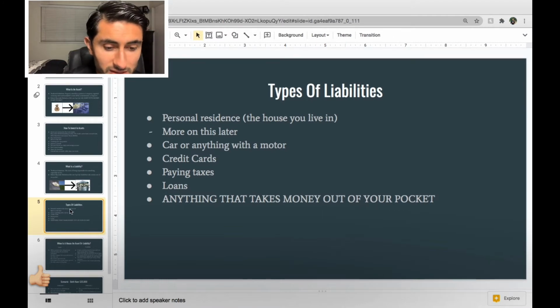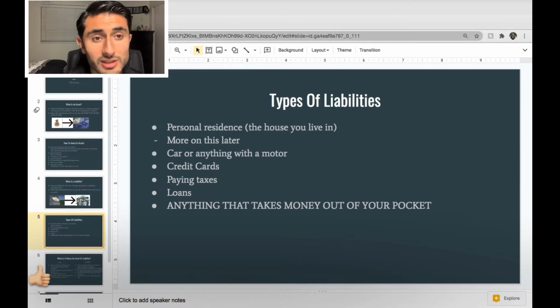Another thing would be a car or anything with a motor. Now, why is a car a liability and not an asset? It's really simple. Anything with a motor, over time, will cost money to repair. A car needs gas to run. That's a liability because it's taking money out of your pocket. It needs maintenance, and in the future, the car is going to be worth less if you sell it. For all of these reasons, a car is a liability and not an asset because it costs money to run and to maintain.